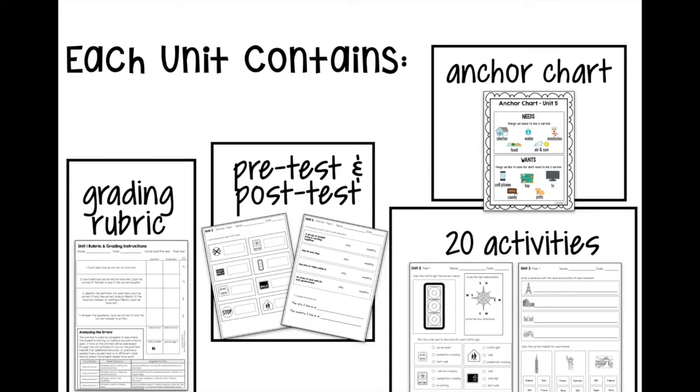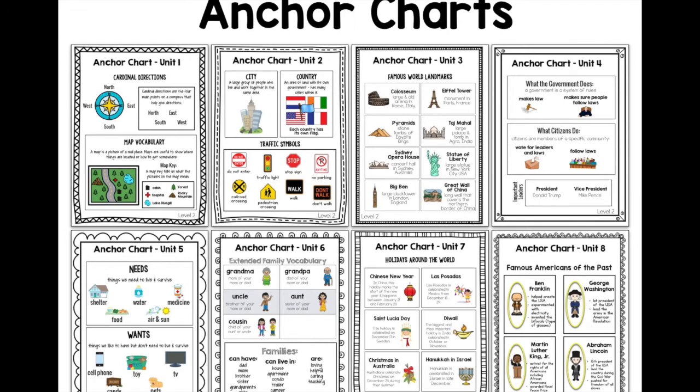So there's eight different units. Each unit includes a grading rubric, a pre and a post test, an anchor chart, and 20 activities. Here's an example of the anchor charts.